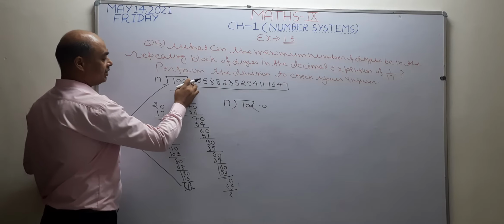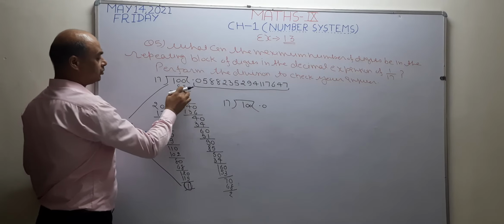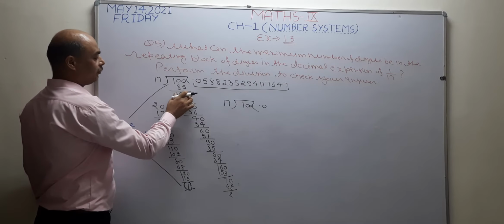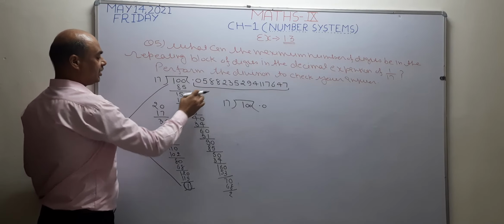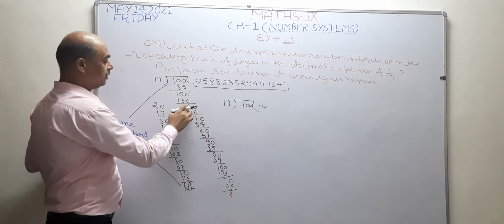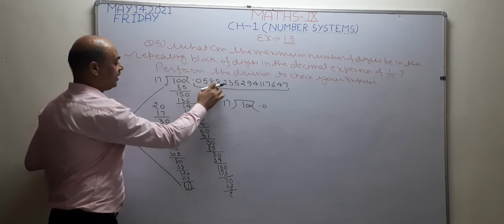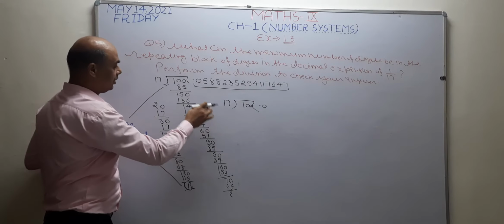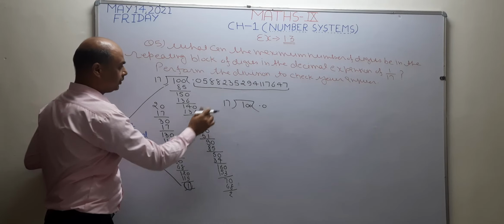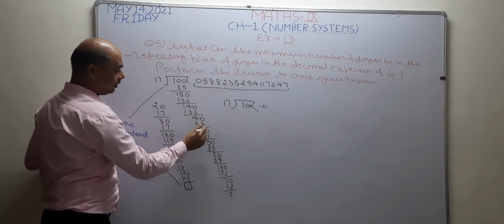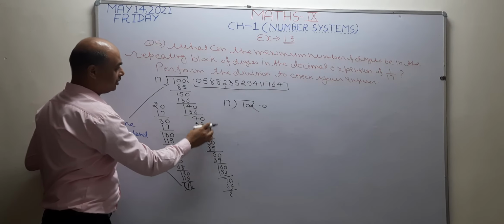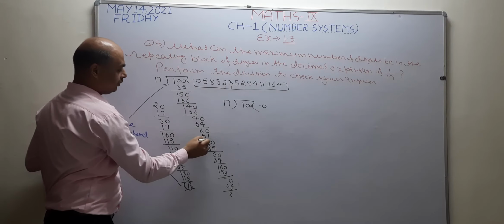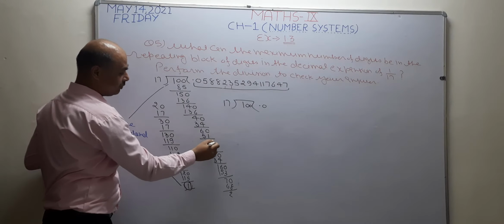After taking a 0, this 15 becomes 150. After that 17 8s are 136. 14 becomes 140. 17 8s are 136. 4 is left. This can be written as 40. Now 17 2s are 34. What is left? 6. It becomes 60. 17 3s are 51. What is left? 9. This becomes 90.